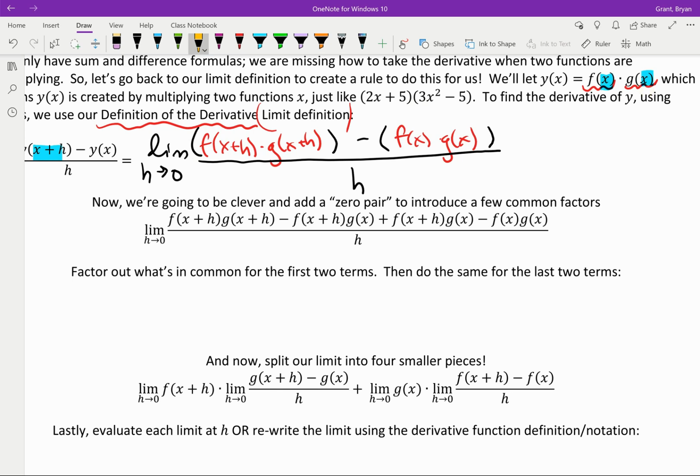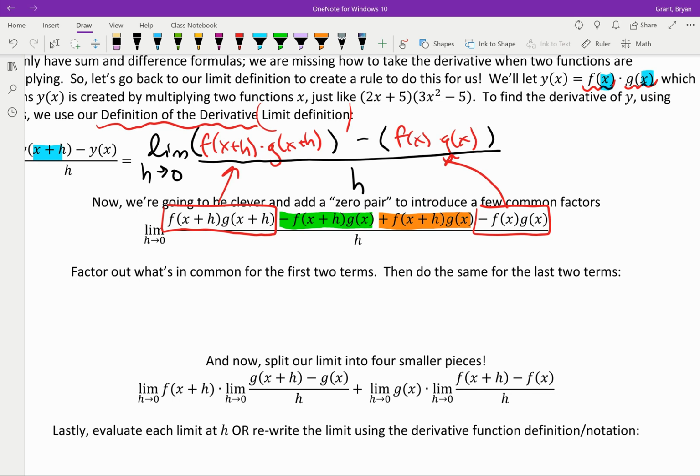In particular, we have this f of x plus h times g of x plus h, that's up above, and we have this minus f of x times g of x, that's up above. But this zero pair is a minus f of x plus h times g of x and a plus f of x plus h times g of x. Because of course if you combine like terms here, they cancel out. A negative version and a positive version, they're exactly the same, one negative, one positive. That's like adding 0, and you can always add 0, right?